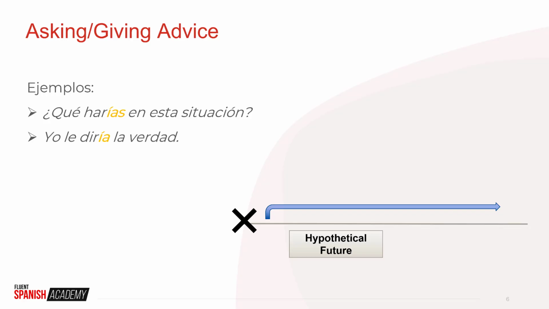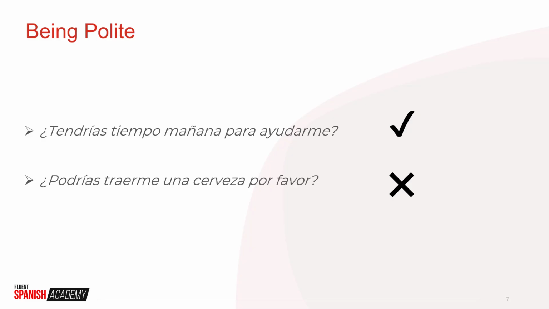Finally, the conditional tense is also used to be polite. ¿Tendrías tiempo mañana para ayudarme? Would you have any time tomorrow to help me? We're really being polite here because we're asking for a favor. ¿Tendrías tiempo mañana para ayudarme? We're asking nicely, and we're doing so by using the conditional.